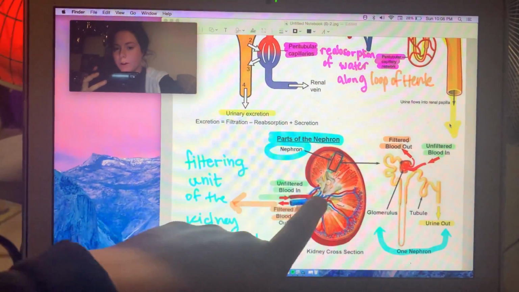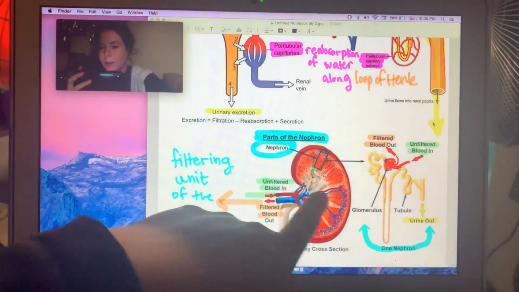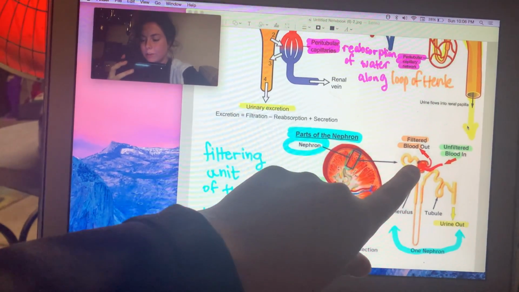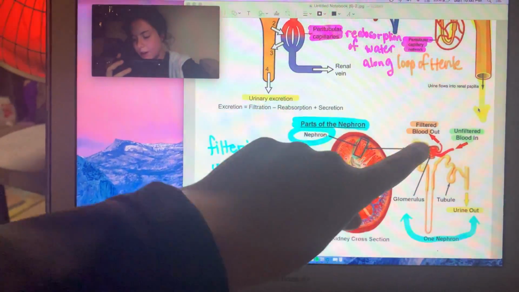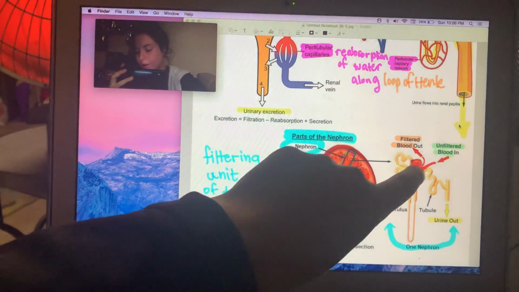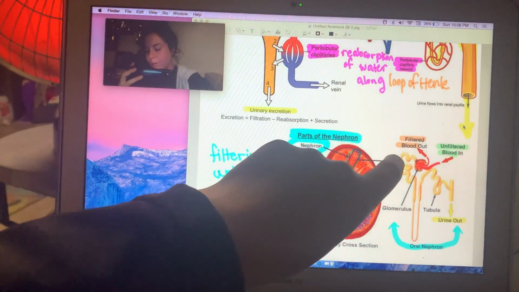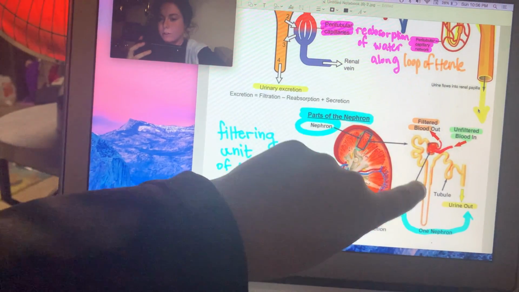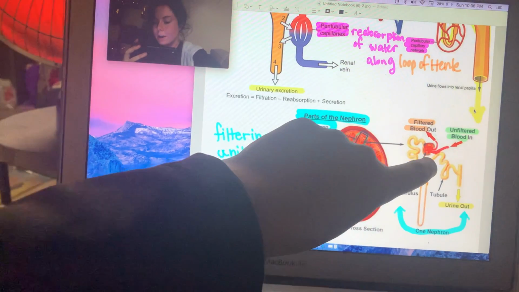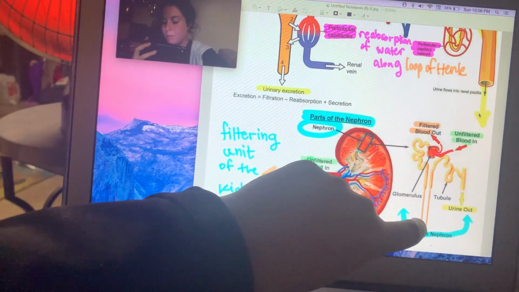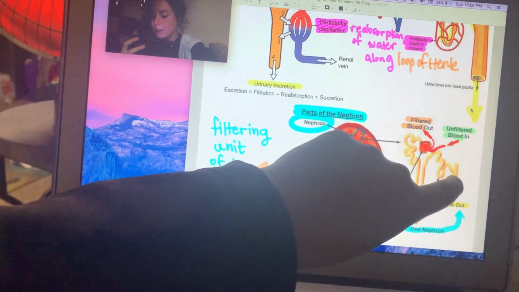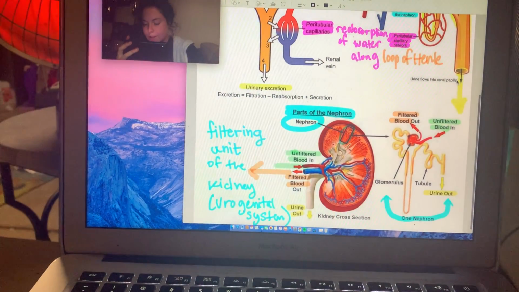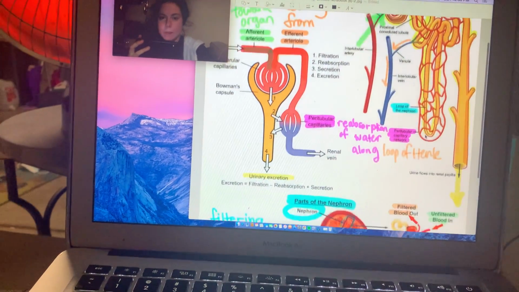So unfiltered blood enters the kidneys. We see unfiltered blood enter the kidney, and then it enters the glomerulus, which is this sac where the waste is exchanged from the blood into the nephron. And then we follow it along this loop of Henle, where we will see more capillaries, and then the urine is excreted. Let's look at this more closely.